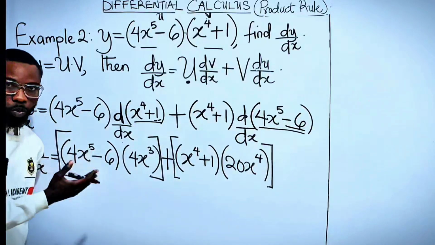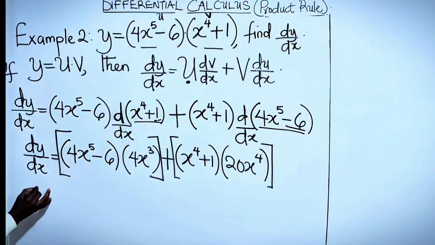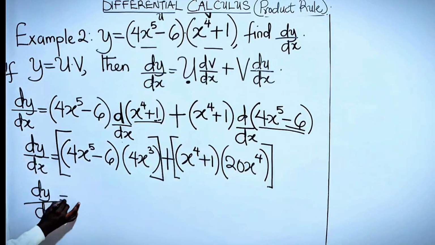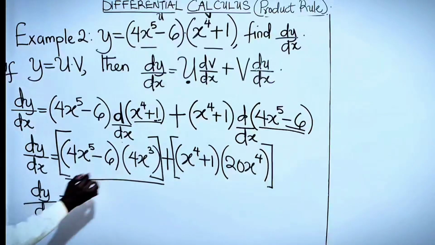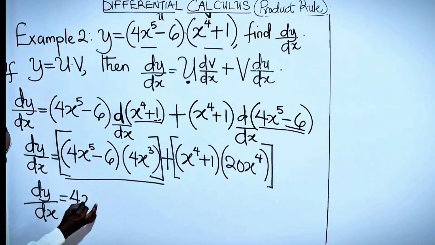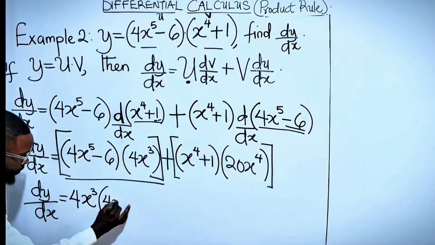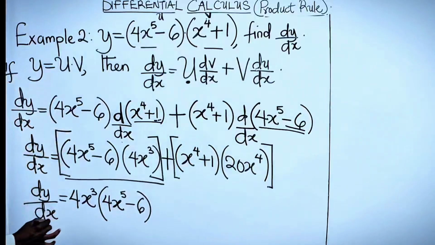How do you do that? So that's what we're doing now. In expressing this, let's put this guy first, right? So we can say dy over dx gives us what? Let's put this guy first, in this first bracket alone. So we have 4x raised to power 3 times everything here, 4x raised to power 5 minus 6, right?